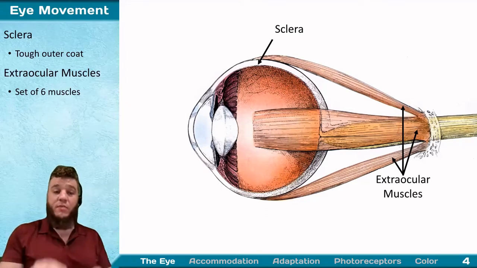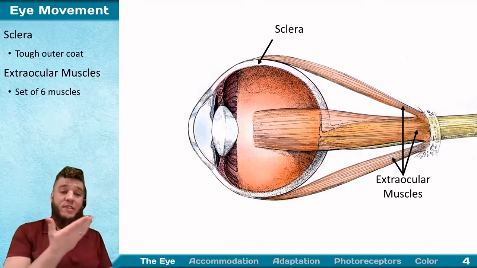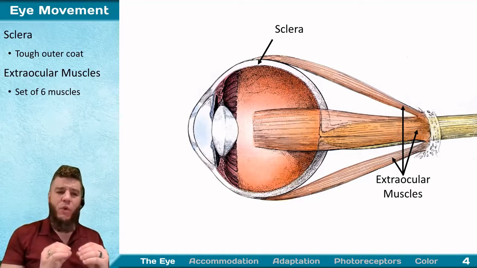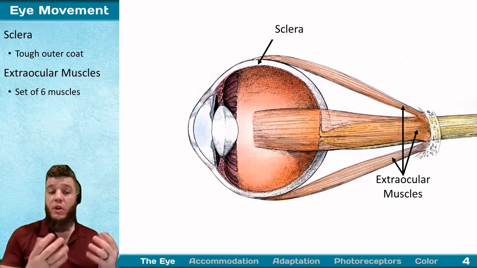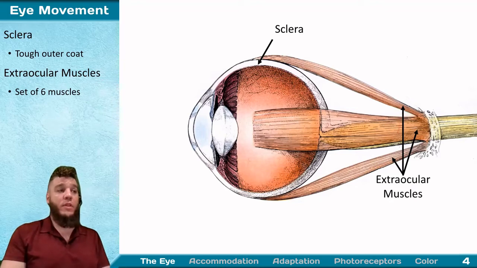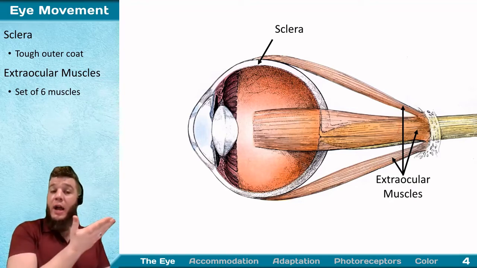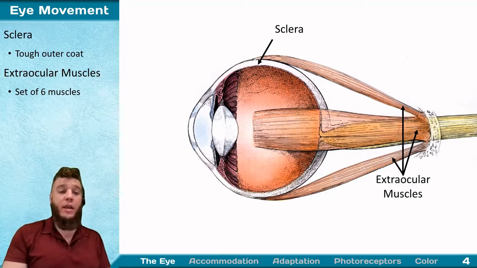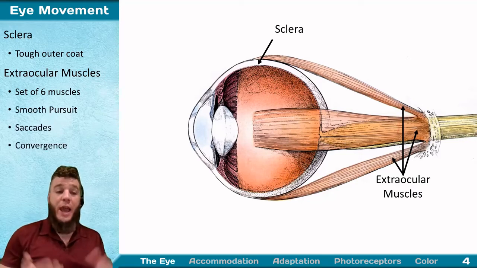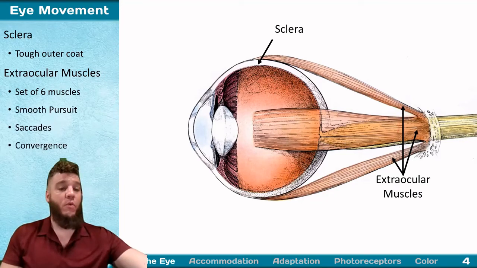To the outside of your eye, we can discuss the sclera, which is that tough white outer protective coating of your eye. It's also what gives your eye its mostly spherical shape. And importantly for this topic, it is the anchor for the extraocular muscles, which are responsible for a variety of eye movements. So we can take a look at the basic eye movements real quick.